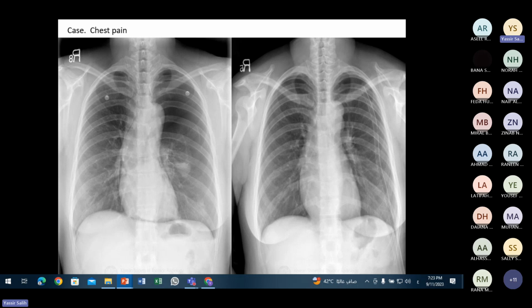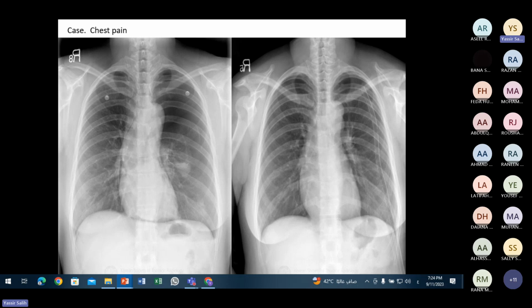Yes, and what else? Decreased lung size, or compressed lung appearance. Yes. What else? Shifting. No, well, slightly shifting. Okay.